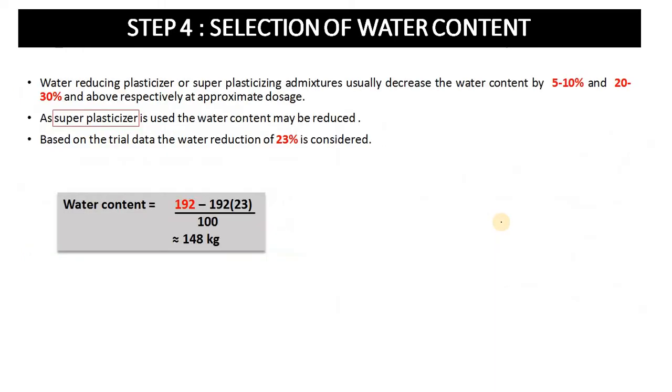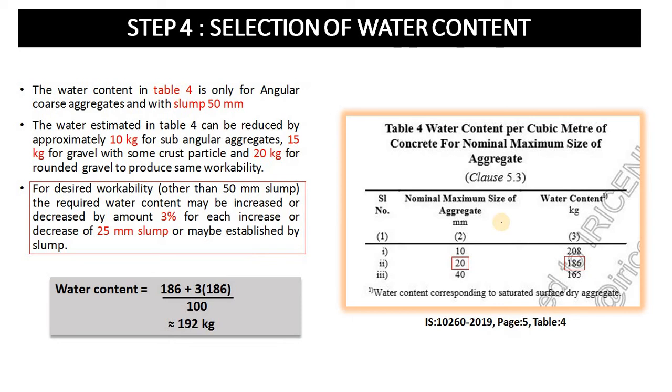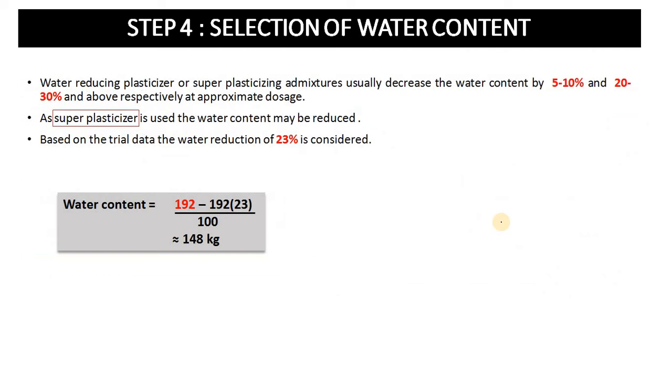But as you know, we also add the admixture. So we have to deduct the volume of admixture from the water content. Depending upon the admixture, water reducing plasticizer or super plasticizer admixture usually decrease the water content by 5 to 10% and 20 to 30% and above respectively as approximate dosage. As super plasticizer is used, the water content may be reduced. So we have to reduce some water content. Based on the trial data, we can reduce the water content by 25%.